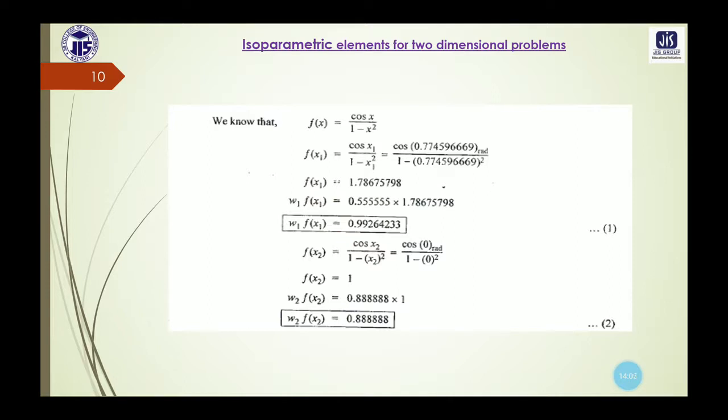So in this similar manner, again we need to find the value of w2 into f(x2) and w3 into f(x3). So the value of f(x2) is cos x2 by 1 minus x2 square. Now the value of x2 is 0, that we have seen from the table. So we need to put the value of x2 as 0 here, and finally we are getting the value of f(x2) as 1. So multiplying this with w2, we are getting w2 into f(x2), this is 0.888. So this is our equation number 2.